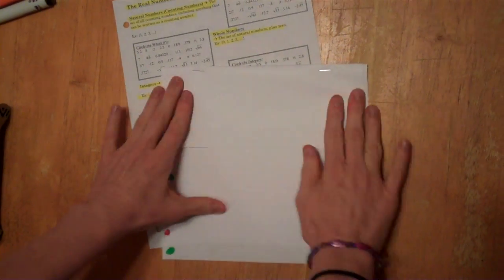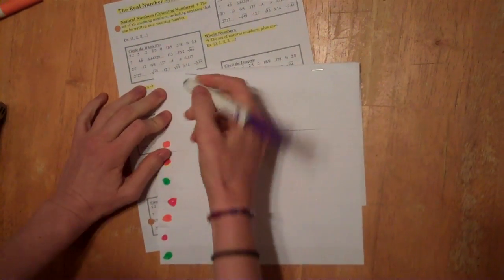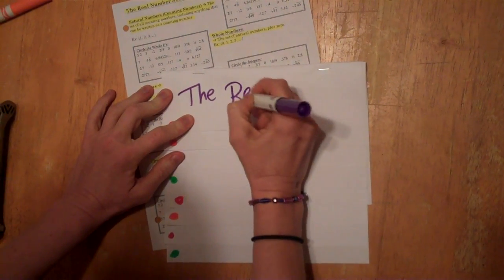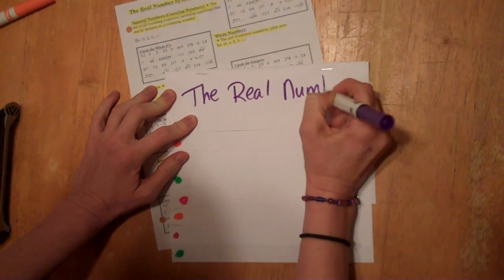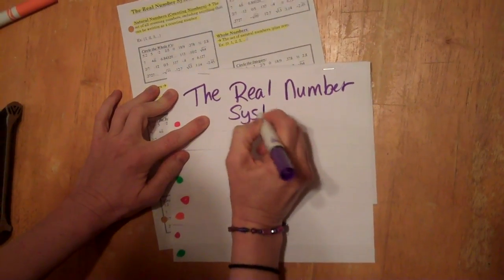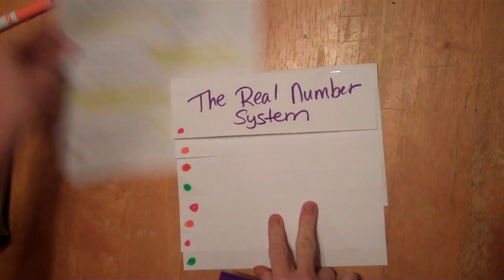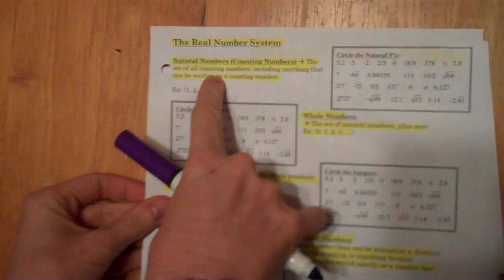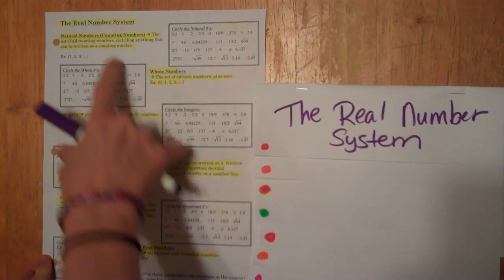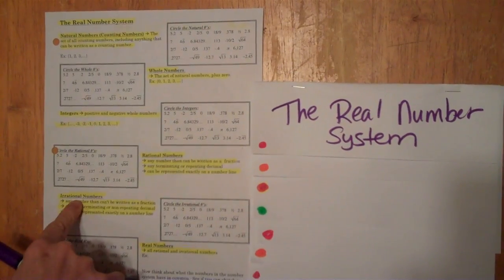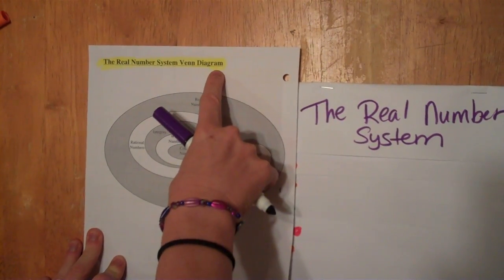Just like that. So, what you're going to put on the top, and this part is important, the very top flap, all you have to do is write the real number system. Okay, so underneath this flap is going to be your first definition here, natural numbers, or counting numbers. Okay, so you're just going to go through like you have on the sheet where it says natural, whole, integer, rational, irrational, real, and then we're going to put the real number system Venn diagram in here.